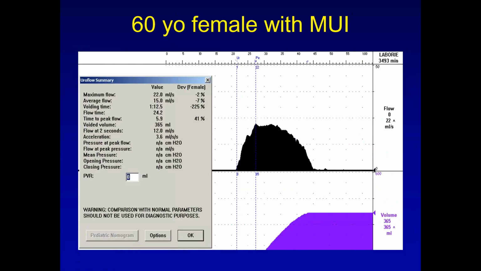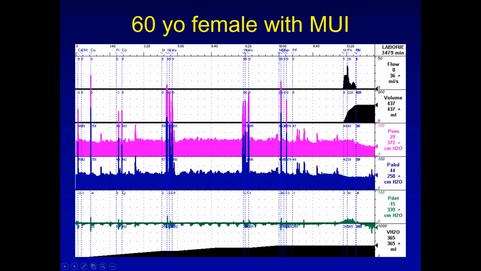Her Qmax is 22. Her Q average is 15. That's a normal flow for a female. And in fact, I like to see the average flow to be at least 50%, if not better, than the Qmax. So that's the case here. She voided 365. I know she voided 365. I don't know what she holds yet. But that's a reasonable volume, and she has a 0 residual. So far, she's looking pretty good.